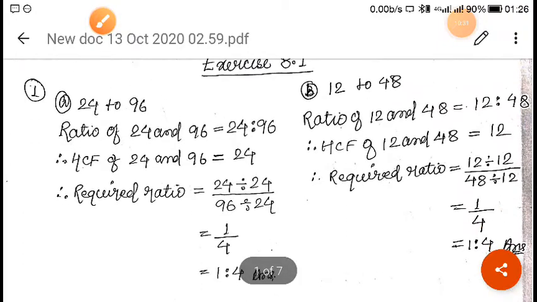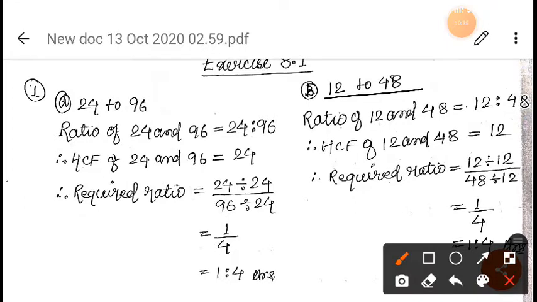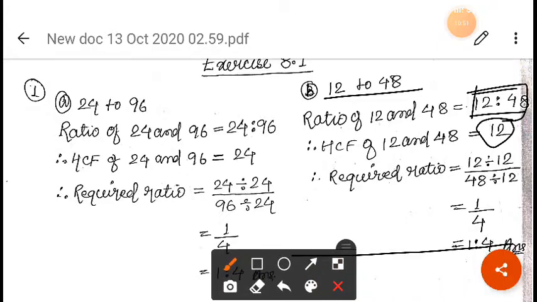Now next, you can see the ratio between 12 and 48. First we have to write it like this, 12 is to 48. After that you have to find the HCF of these two numbers. So the HCF of 12 and 48 will be 12. Now after that, we will just divide this.